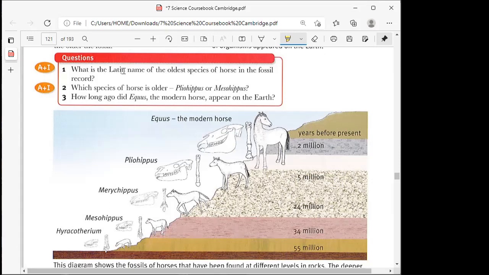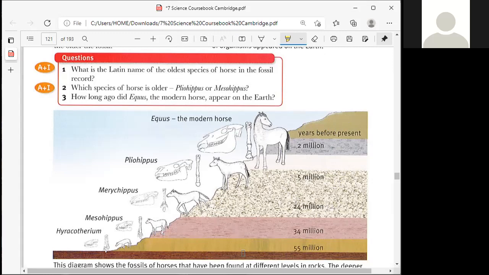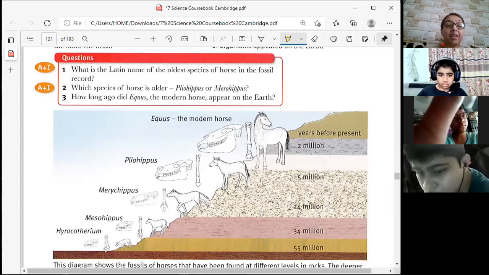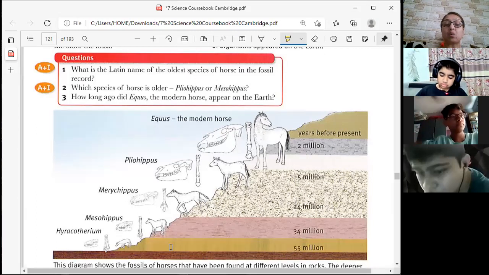Now, if they ask you what is the Latin name of the oldest species of horse in the fossil record, what will you write? Which is the oldest species, the up one or the down one? Hyracotherium. Yes, it is going to be the down one, because we have learned that as you go deeper into the rock, you will find the oldest one. So Hyracotherium is the oldest one, which was found 55 million years ago.